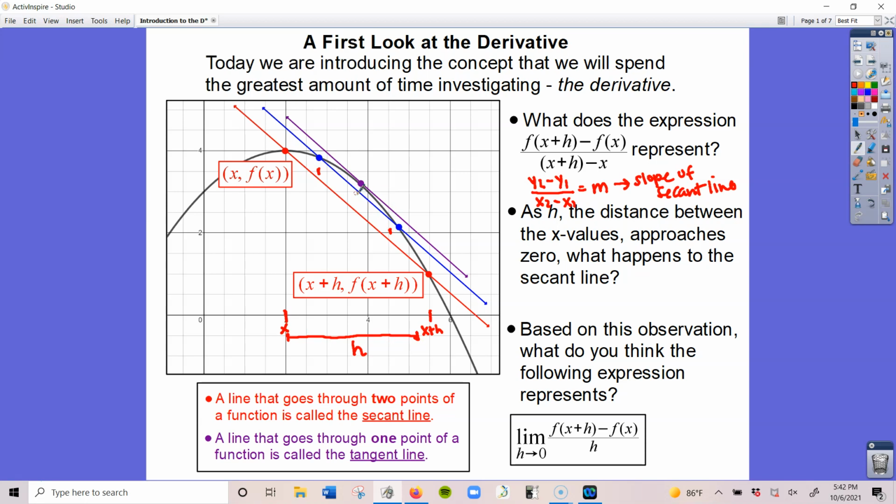So if we gradually reduce this distance as we take away the h, what happens is that line then becomes what's called a tangent line. A tangent line is a line that goes to the function at exactly just 1 point. So as we reduce the value of h and it approaches 0, the secant line becomes the tangent line.